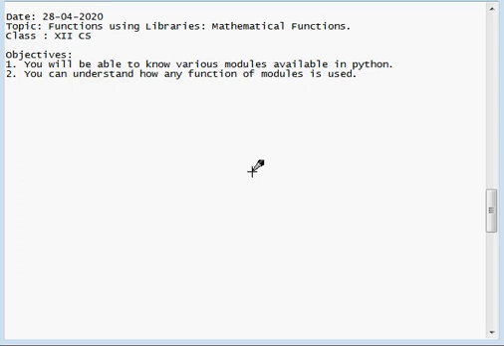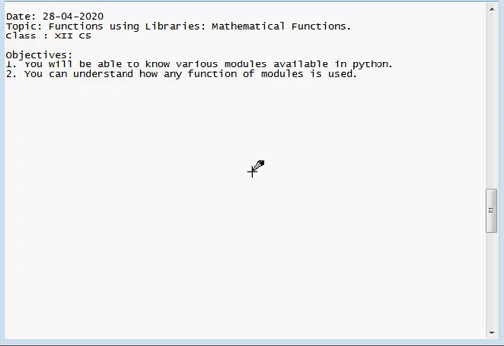Welcome students. Our today's topic of class 12th computer science is functions using libraries, and which library is mentioned in your syllabus. There are two libraries given in your syllabus. One is mathematical, related with mathematical functions, and another is related with string functions. First, I will brief here only mathematical functions. Means we will be using such a library in which all the mathematical functions are given.